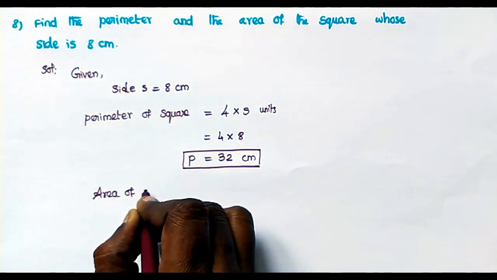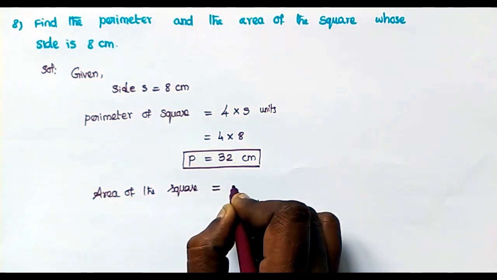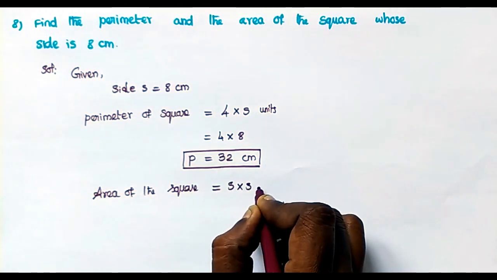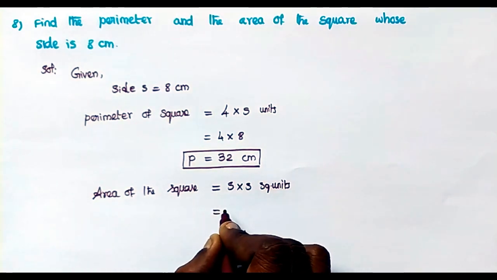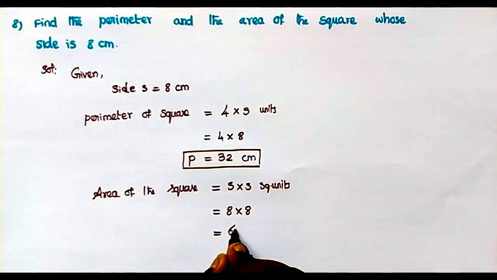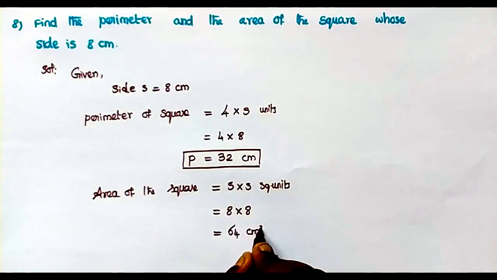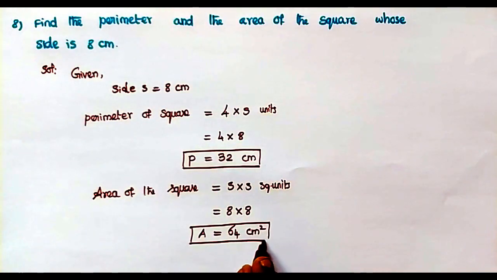Next one, area. Area of the square is equal to S into S square units. S is 8, 8 into 8. 8 8s are 64 centimeter square. That is area. That is the answer.